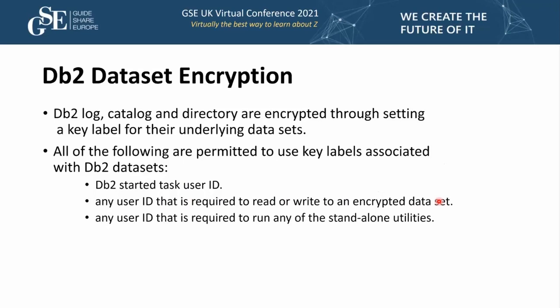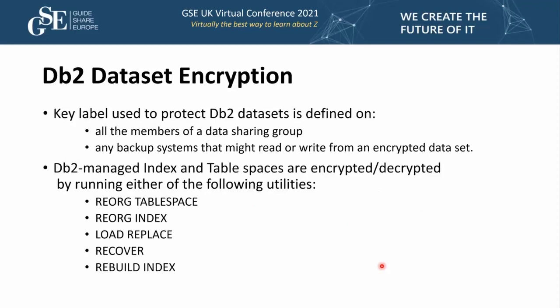The following are permitted to use key labels associated with the Db2 dataset: the Db2 started task user ID, any user ID that is required to read or write to an encrypted dataset, and any user ID that is required to run any of the standalone utilities. The key label used to protect a Db2 dataset is defined on all the members of a data sharing group, and any backup systems that might read or write from an encrypted dataset.